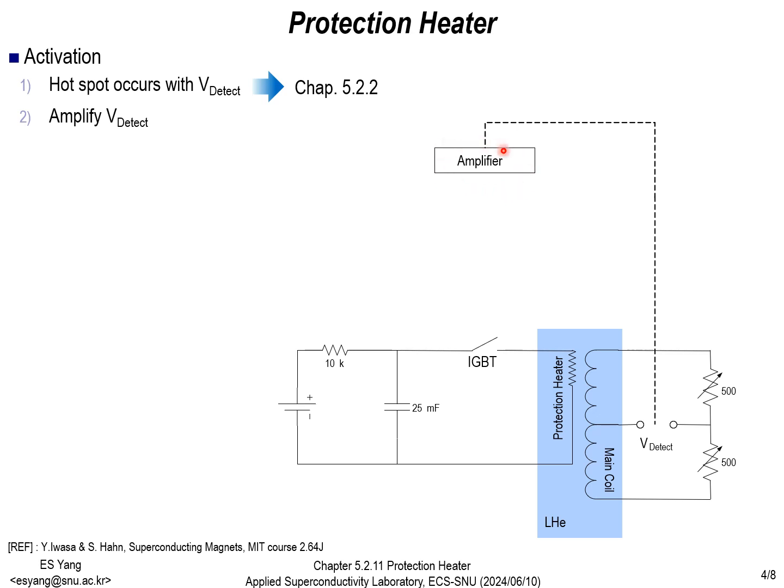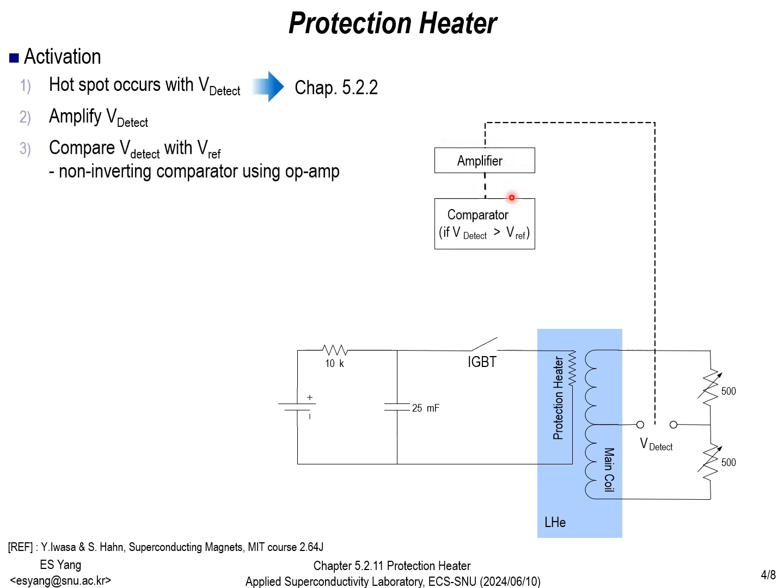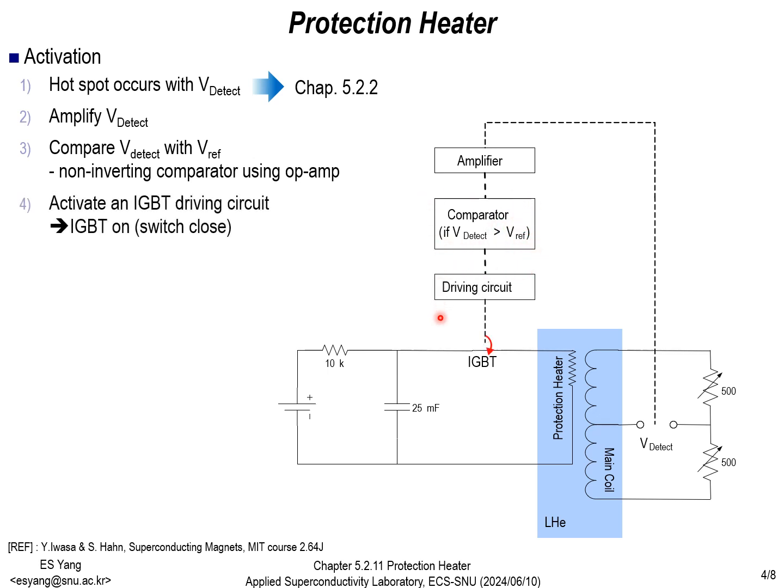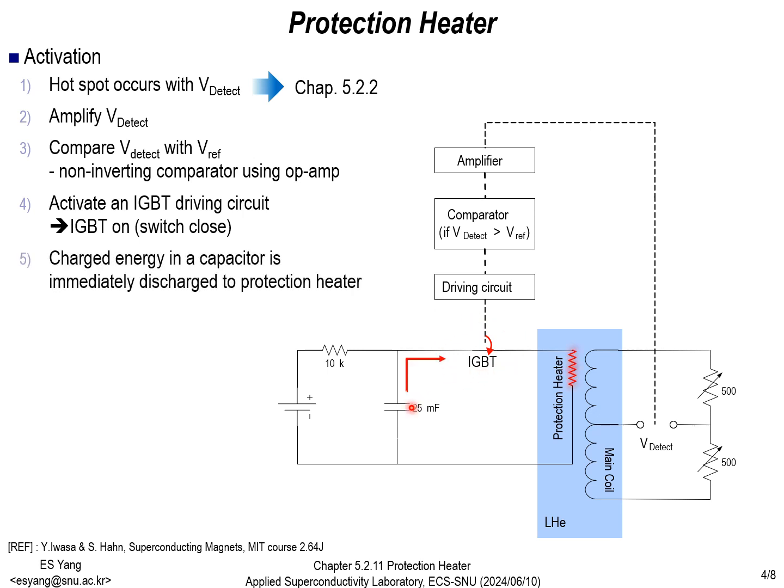When the amplified value is compared to a specific reference voltage, Vref, and a higher value is measured, it activates a circuit composed of an IGBT. Through the circuit with the capacitor created by the switch, the energy stored in the capacitor is transferred to the protection heater, causing it to operate.